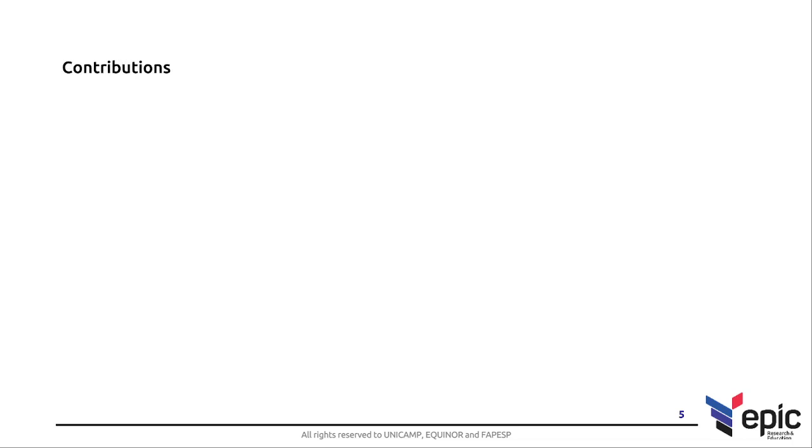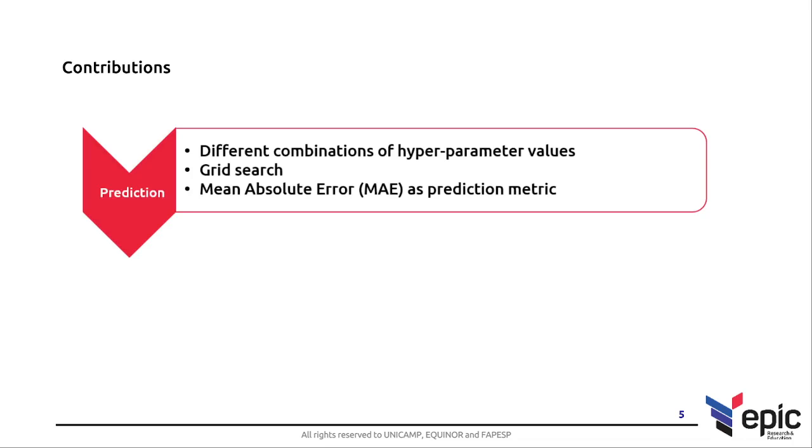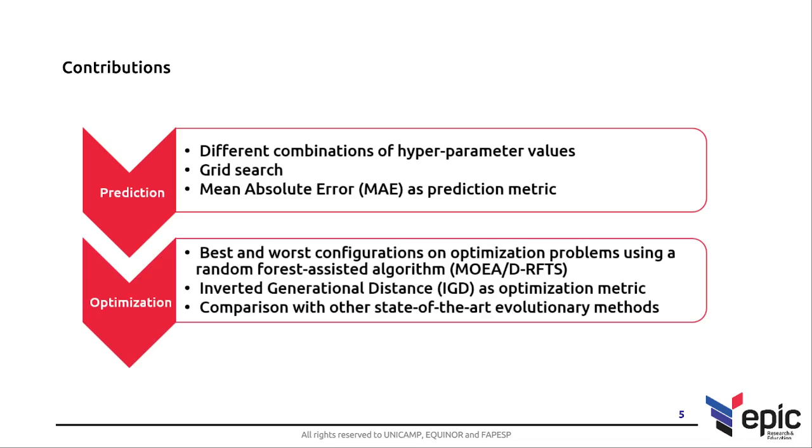In our research, we want to investigate the effects of these hyperparameters on the prediction process of the random forest. To do that, first, we try different combinations of hyperparameter values using grid search and the mean absolute error as a prediction metric, so we investigate the performance of the random forests separately from the optimization procedures. Then we perform optimization using the best and worst configurations on optimization problems using a random forest assisted evolutionary algorithm called MOID RFTS. We use the inverted generational distance, IGD, as the optimization metric, and we compare the results with other state-of-the-art evolutionary methods.